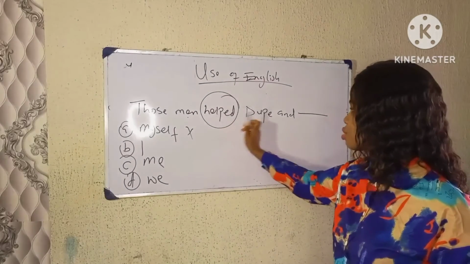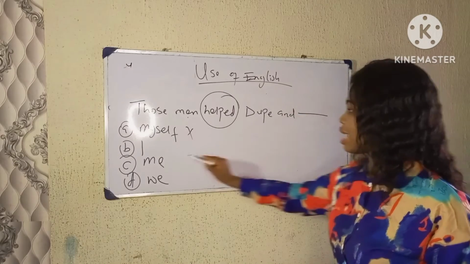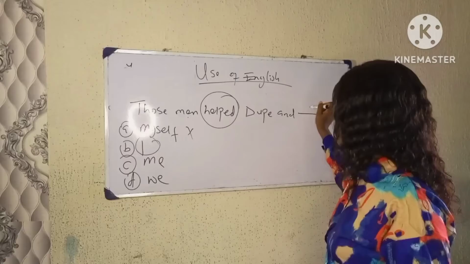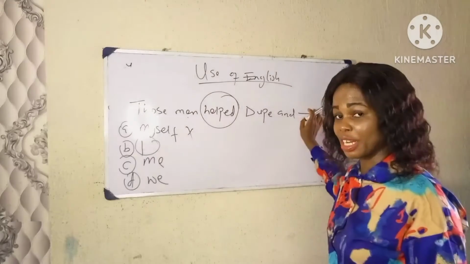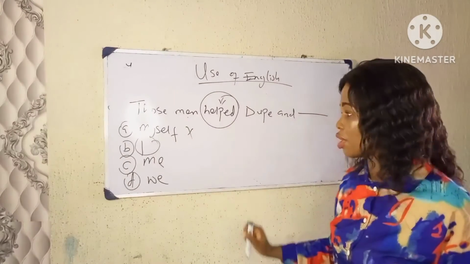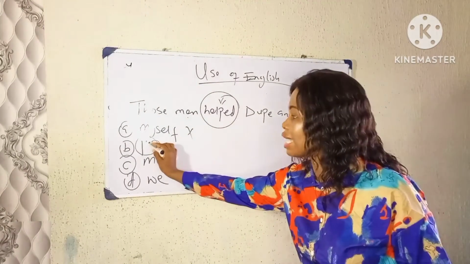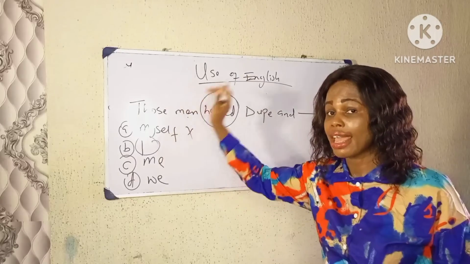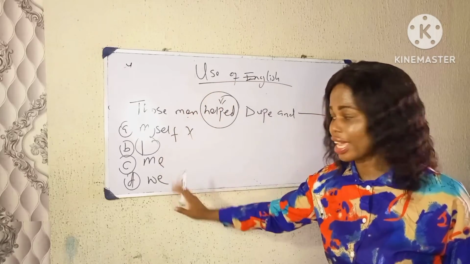So helps, and you can't say I here because Dupe and the pronoun here receive the action of help. So we're not going to use I, because I does not receive action, rather it performs action. It is a subject pronoun.